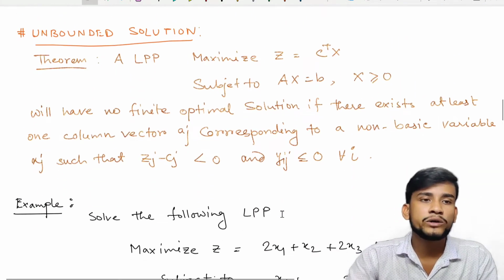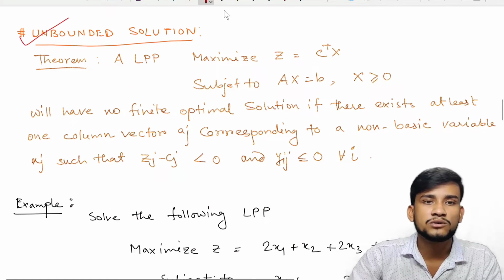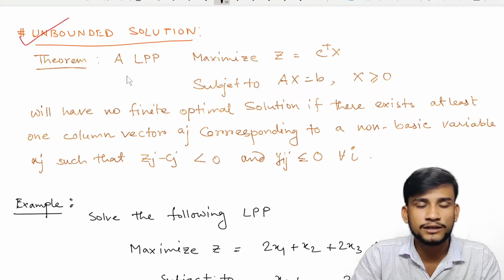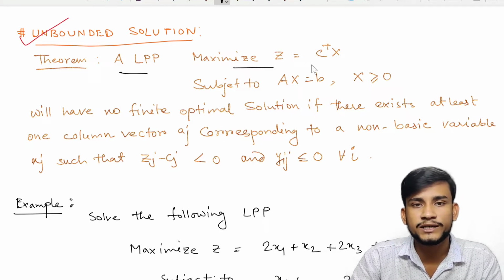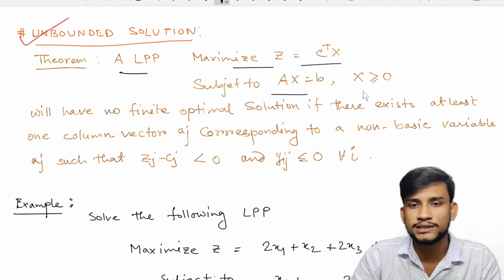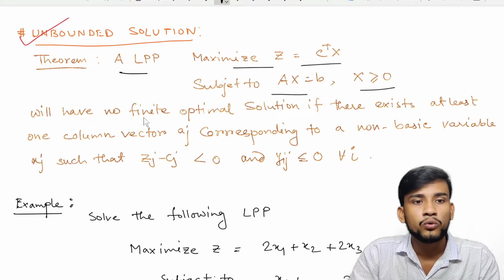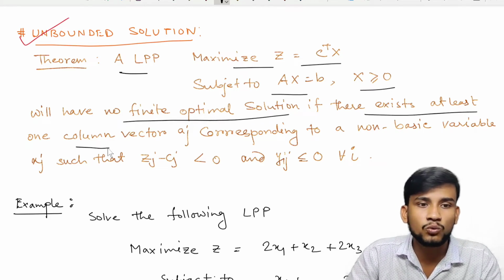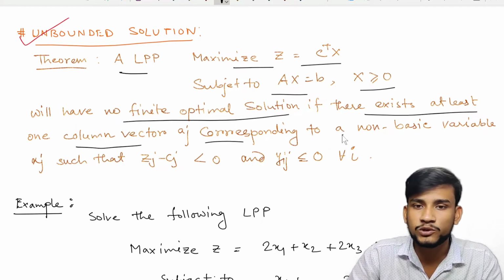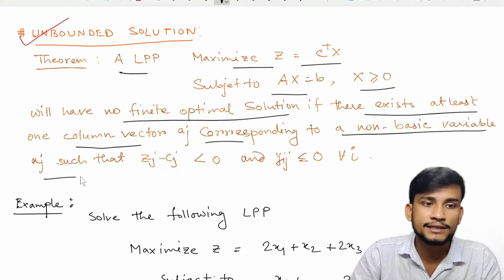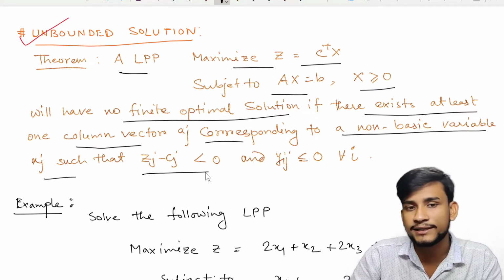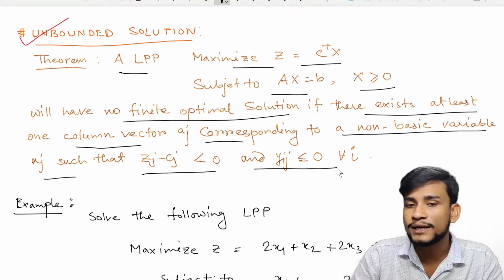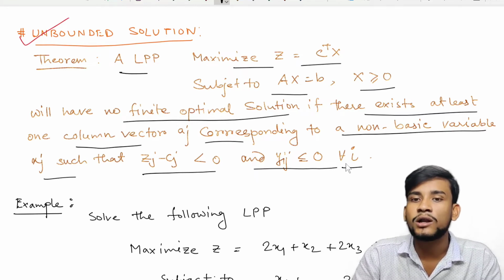Now we come to the case of unbounded solution. What is the case of unbounded solution? There is a theorem: the LPP maximizing z equal to c transpose x subject to Ax equal to b, x greater or equal to 0 will have no finite optimal solution if there exists at least one column vector aj corresponding to a non-basic variable xj such that zj minus cj is less than 0 and yij is less or equal to 0 for all i.